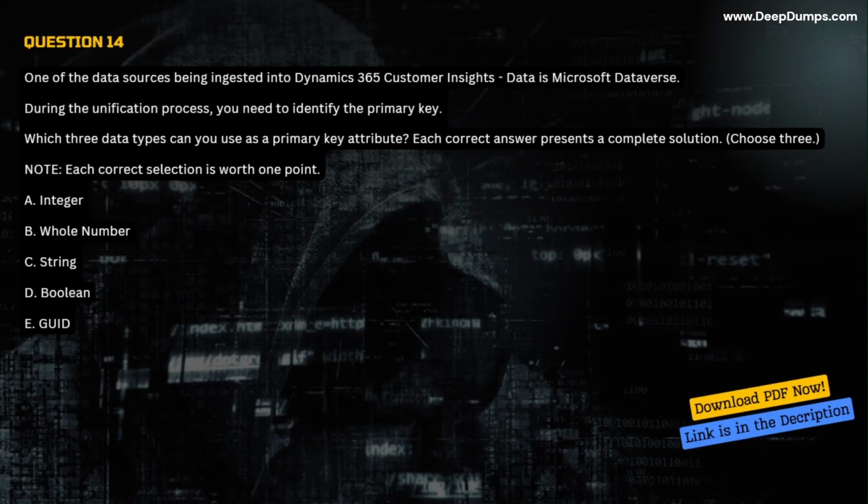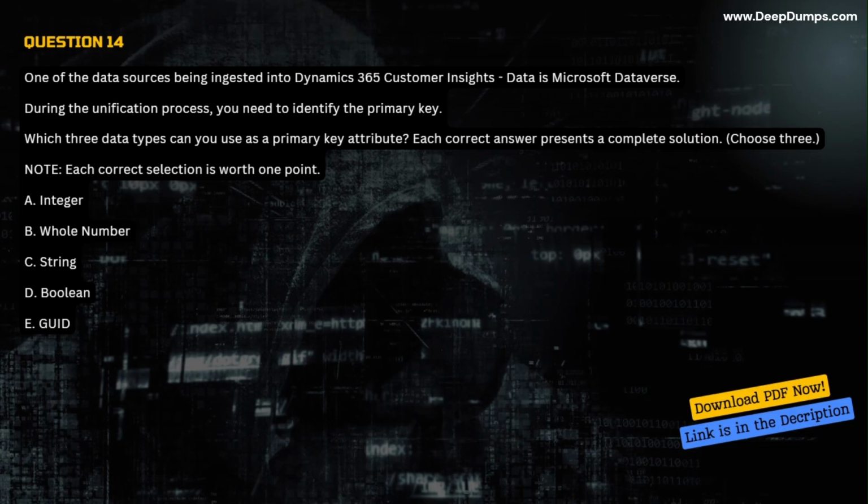Question 14. One of the data sources being ingested into Dynamics 365 Customer Insights data is Microsoft Dataverse. During the unification process, you need to identify the primary key. Which three data types can you use as a primary key attribute? Each correct answer presents a complete solution. Choose 3. Note: Each correct selection is worth 1 point.